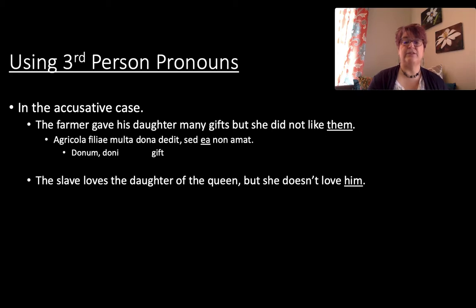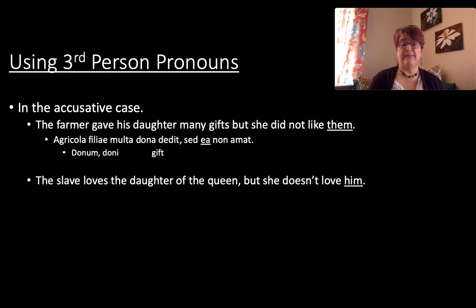The slave loves the daughter of the queen, but she doesn't love him. This is a really good example because it shows us again that the antecedent of the pronoun him and the pronoun him will not have to be written in the same case. In fact, they can't be written in the same case.